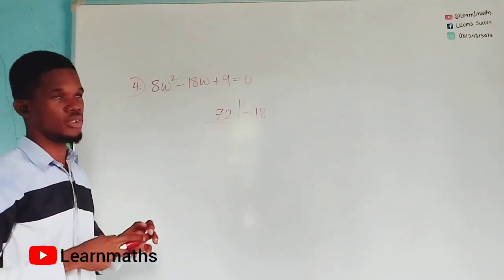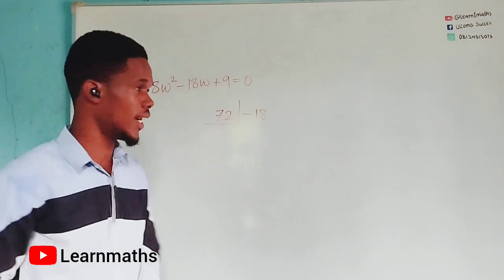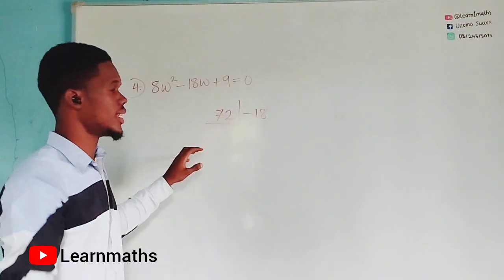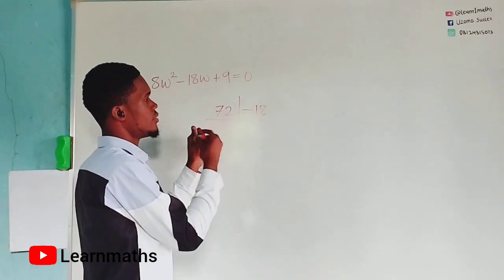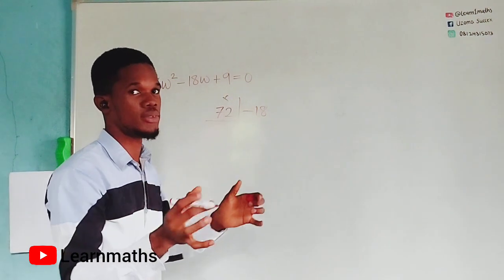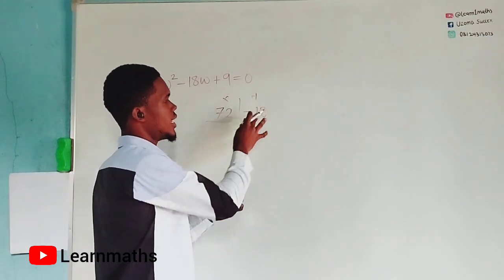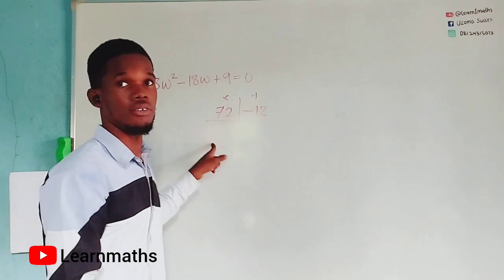Alright, so this is what we are going to do. We are going to pause this video right now. Think of those two numbers that when you multiply, they're going to give you 72, and when you put them together, you're going to get 18. Pause the video right now. I'll take up those two numbers.